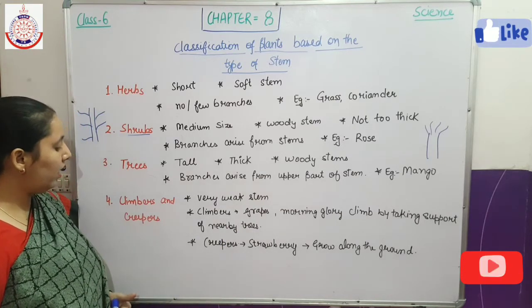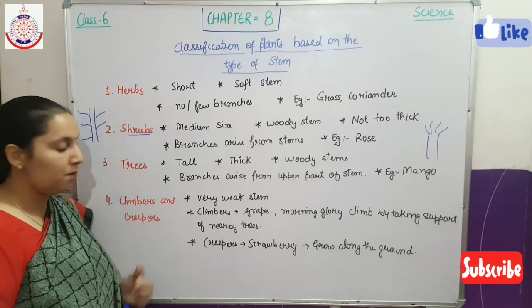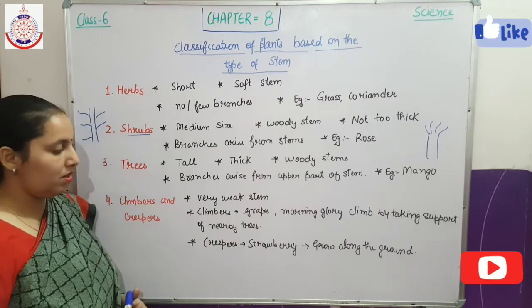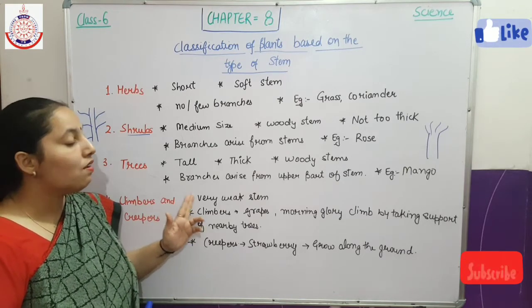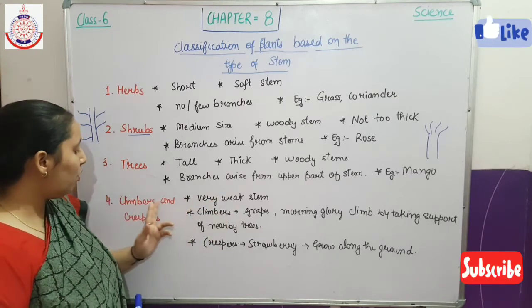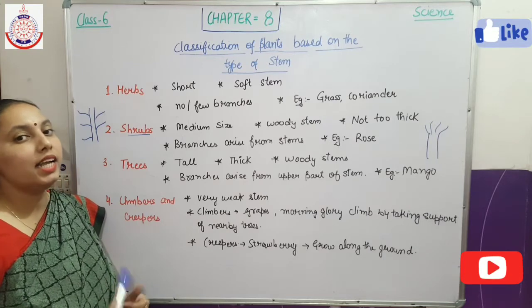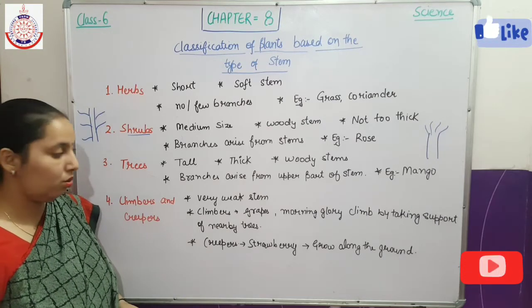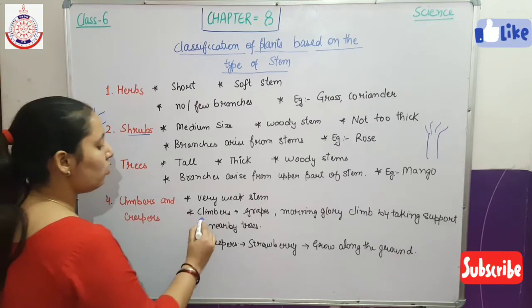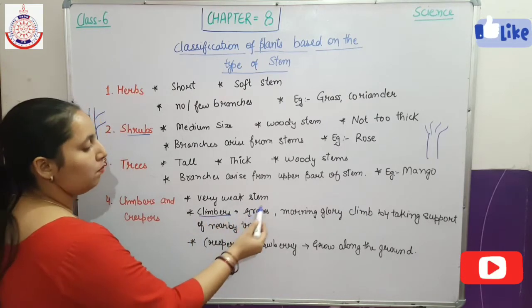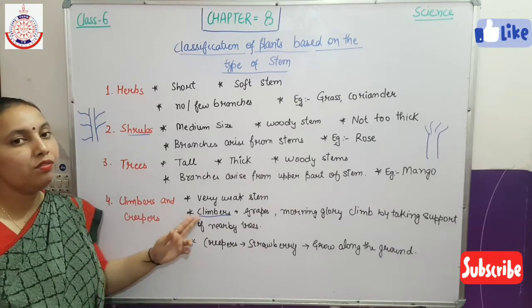The fourth category we will talk about is climbers and creepers. What are climbers and creepers? Now these climbers and creepers, they have a very weak stem. The stem of these climbers and creepers is very weak and they need a support for growth. In case of climbers, we have two terms. In case of climbers like grapes, morning glory, they climb by taking the support of a nearby tree.